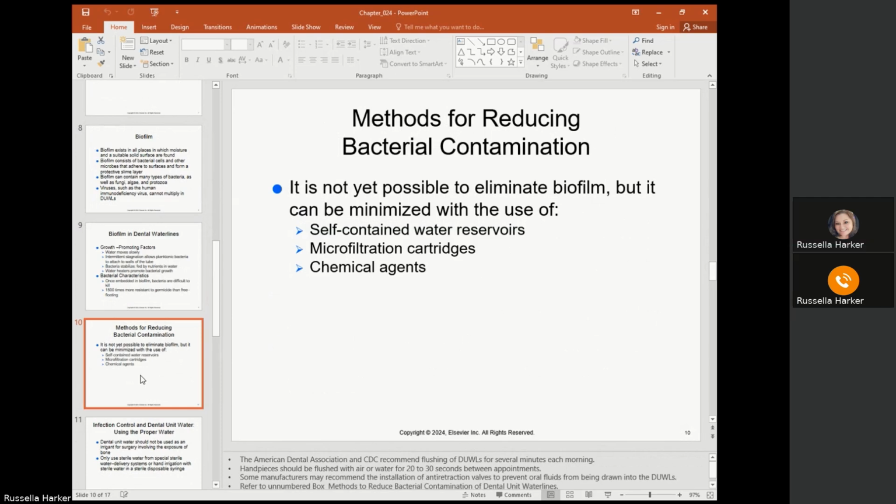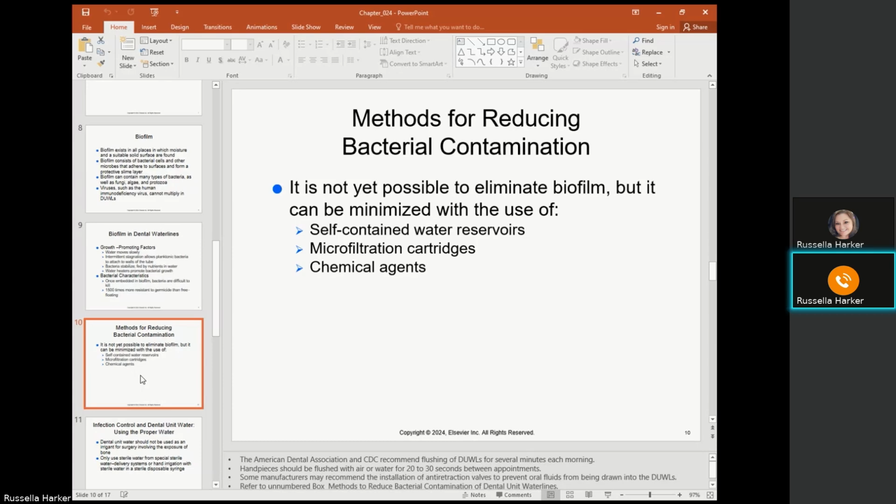So ways that we can reduce bacterial contamination is, it's not yet to eliminate the biofilm, but we can reduce it and minimize it with the use of self-contained water reservoirs. So instead of having the water supplied to our dental units straight from the public water supply, what we can do is have self-contained water reservoirs where they're filled with distilled water, and then only distilled water is delivered to the patient. That cuts down on some of the microorganisms that are delivered through the water lines.